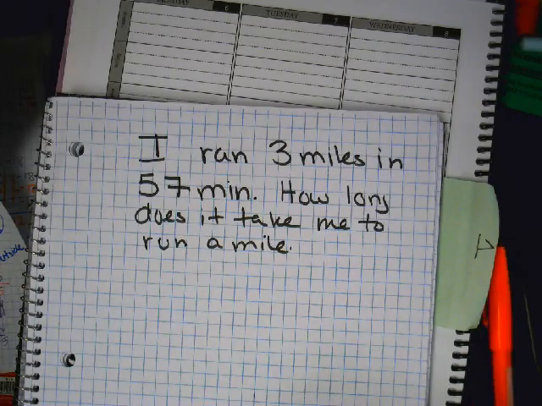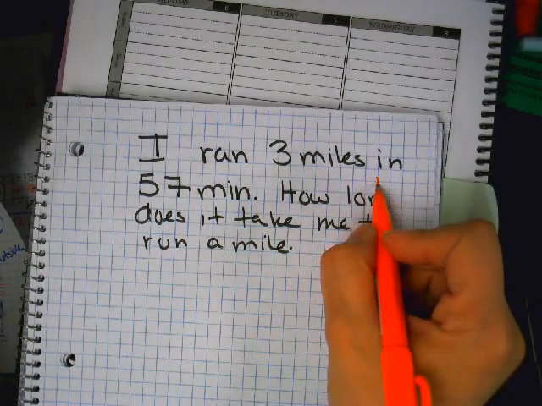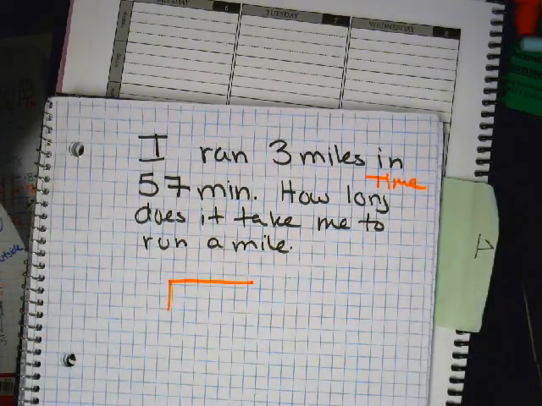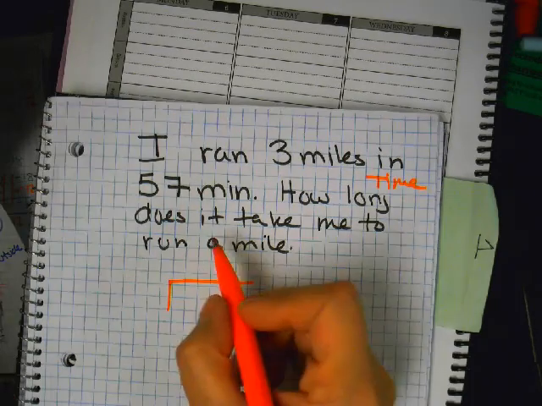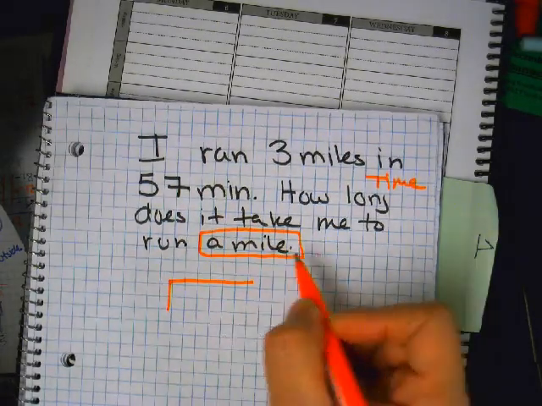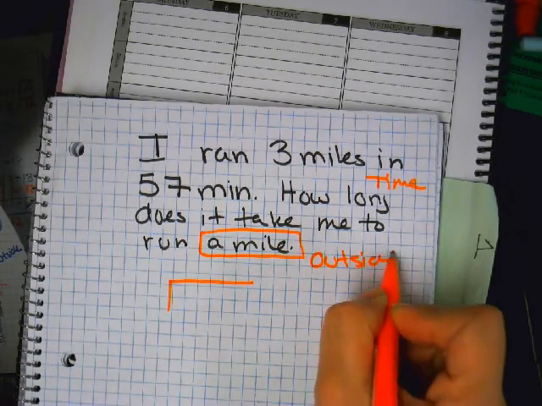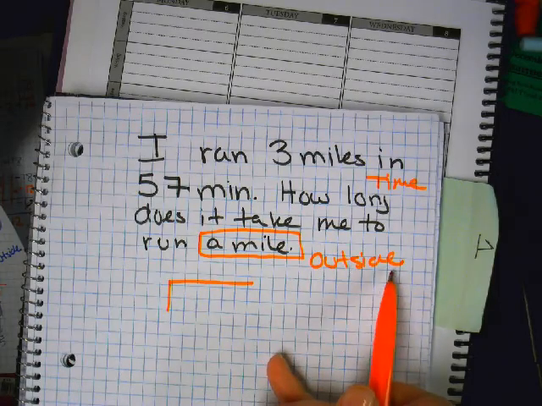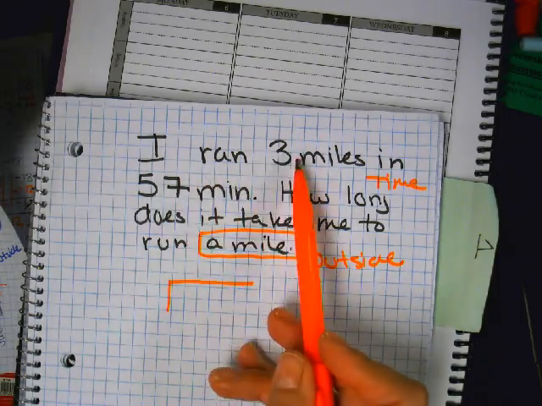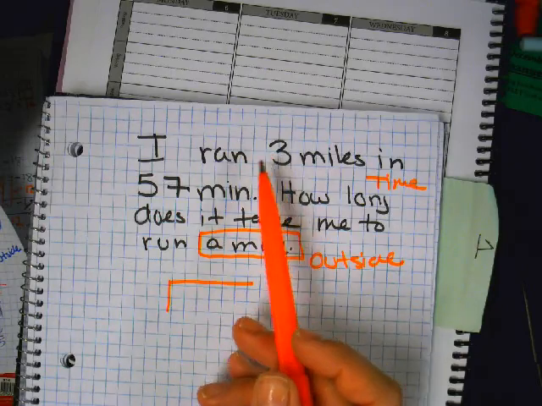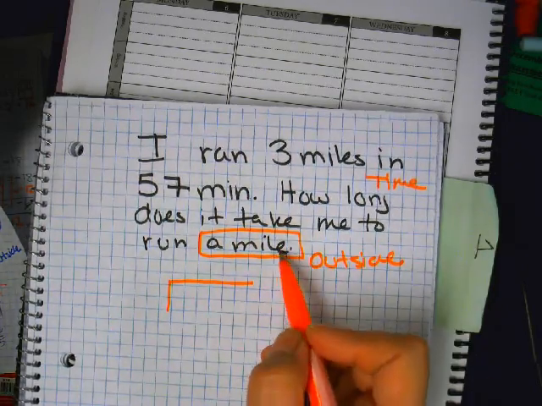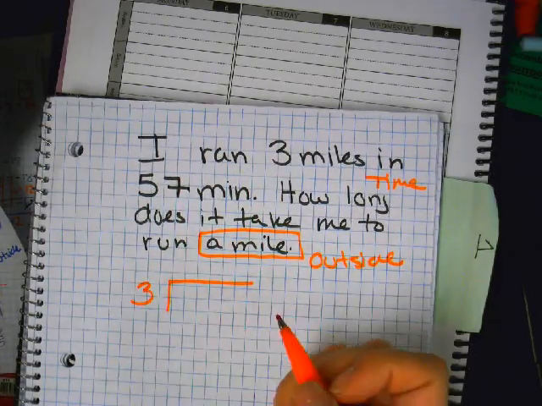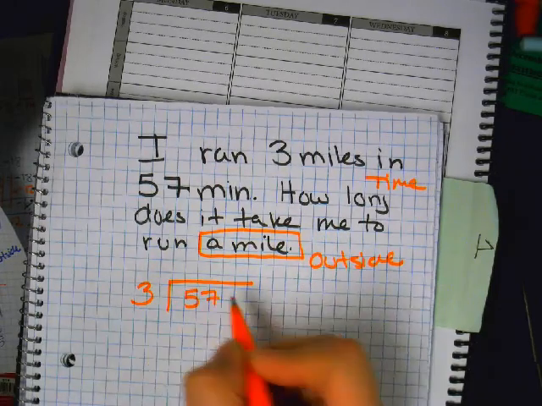So, how long is time again? Now, what am I finding one of? 1 minute or 1 mile? A mile. So that means that this will go outside. Because I'm finding a mile, so I'm going to put miles outside. What goes outside? The 57 or the 3? And don't tell me the small number goes outside, because sometimes it's not. So miles goes outside. Which number represents miles? 3. What's my other number? 57. That goes inside. So minutes.